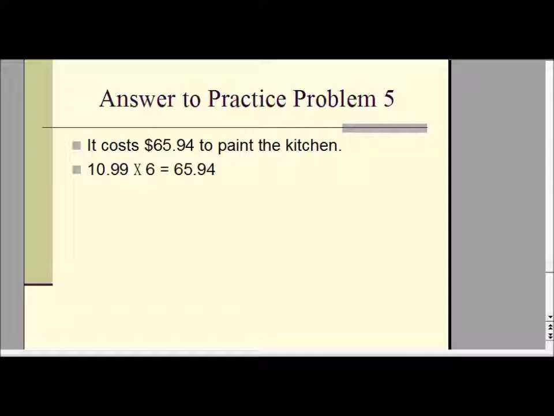It costs $65.94 to paint the kitchen. Obviously, all we're doing there is multiplying $10.99 times 6 for an answer of $65.94.